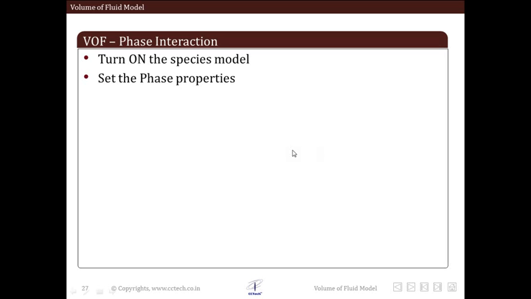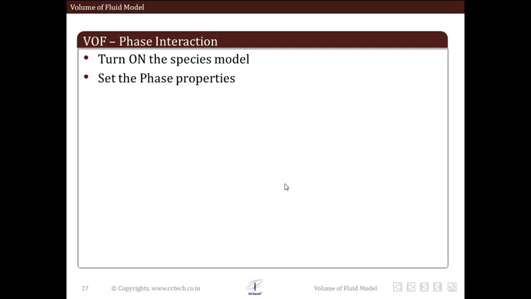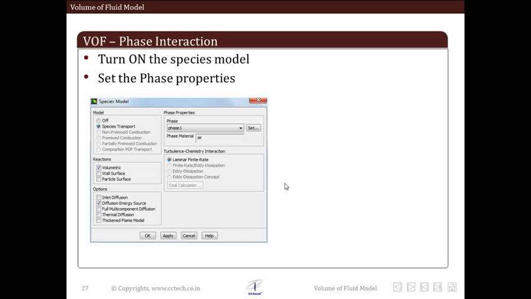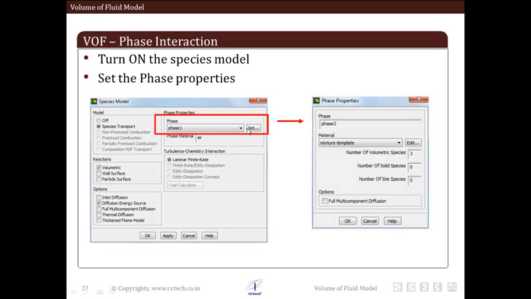Now, after turning on the species model, we need to set up material properties for phases and their components. For this, we click on phase properties. Here, we can set properties for individual phases under the species model panel. So we select the phase, then click on set. Then the phase properties panel pops up. Here we select the phase name, then we select the material associated with that phase. Within the material, we can have different volumetric species or solid species or site species. We can change the component of that phase, the chemical component or the species component of that phase, using the phase properties panel.